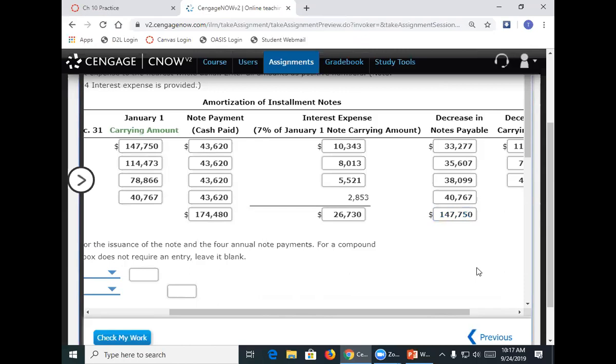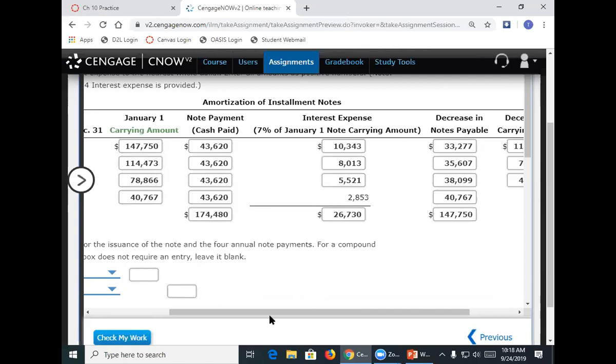Okay. So all total for this loan, we paid $174,480 over 4 years. $26,730 of that was in interest, and the rest was the principal amount that we paid off. So when you're all finished, your total decrease in notes payable should equal the original note amount because we paid it all off. Okay. Any questions on the amortization schedule?